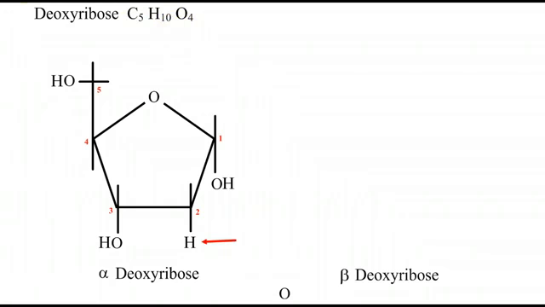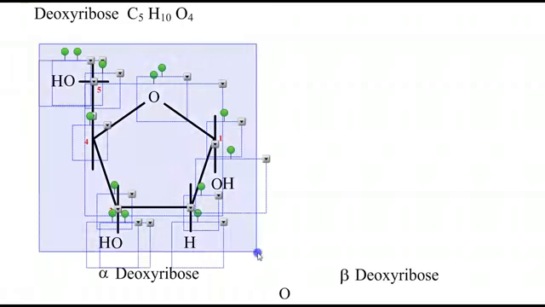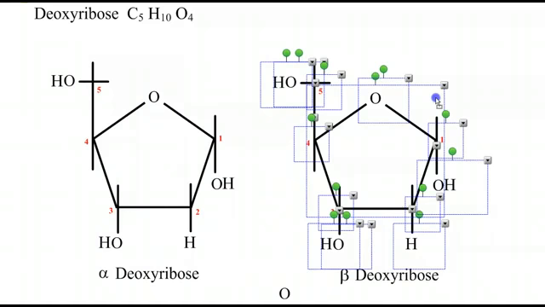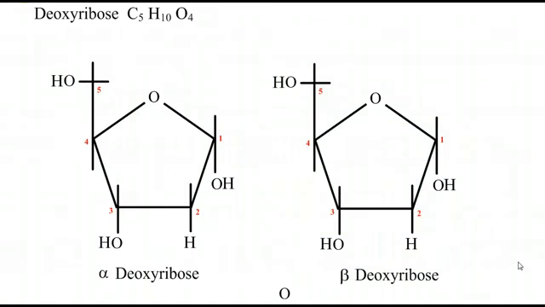All right. So once again, let me come in here and clone this and pull it over here so you can look at it. Now we're going to take the alpha deoxyribose and we're going to make it beta by simply raising the hydroxyl here on top of the number 1 carbon. Okay, so there's deoxyribose.